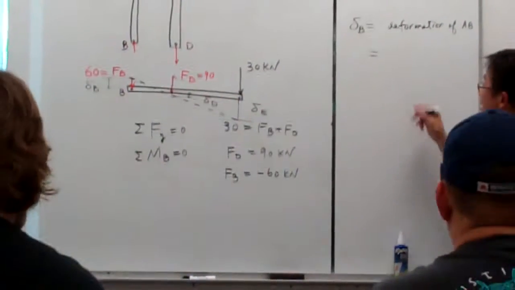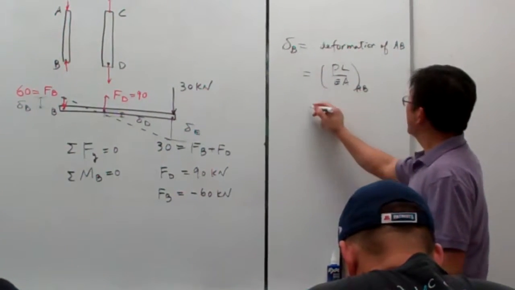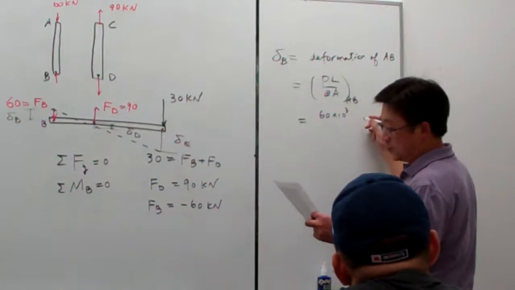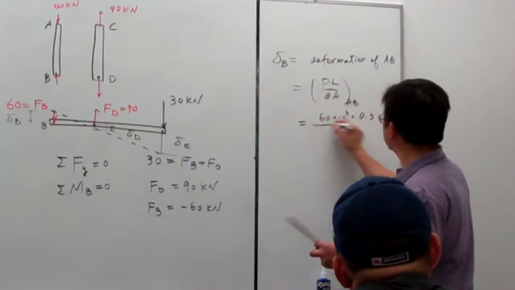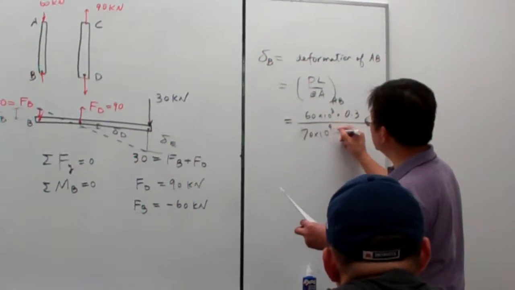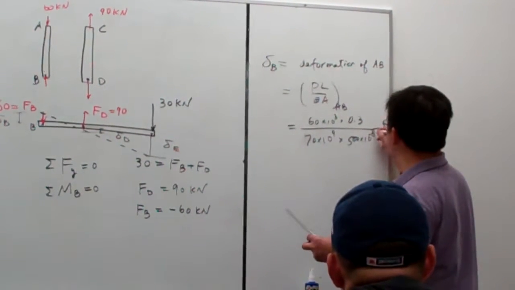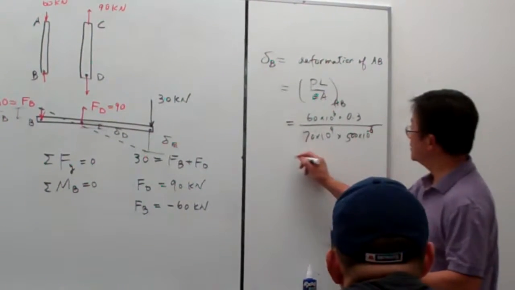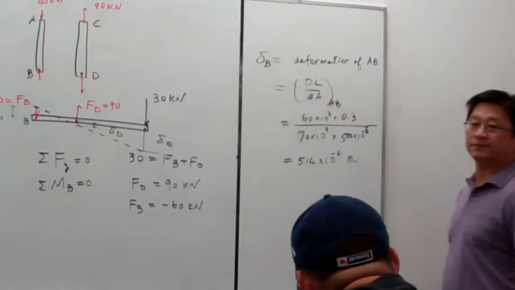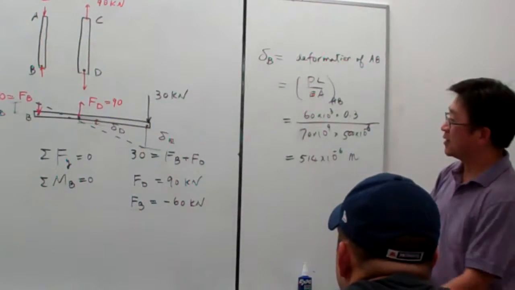So simply we put into the PL over EA equation for AB. P is 60 kilonewtons, L is equal to 0.3 meters, E is equal to 70 times 10 to the 9th Pa, and A is 500 times 10 to the minus 6. We simply do the calculation carefully with the units. So basically this is 514 times 10 to the minus 6 meters. The length, Young's modulus and cross-section are given in the problem statement.